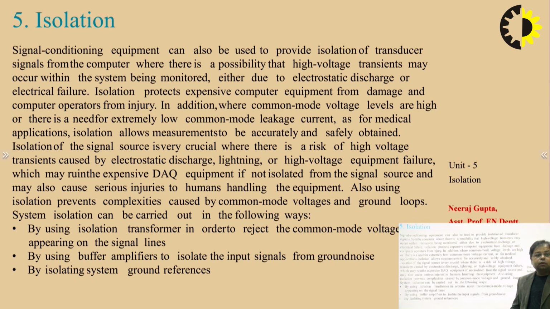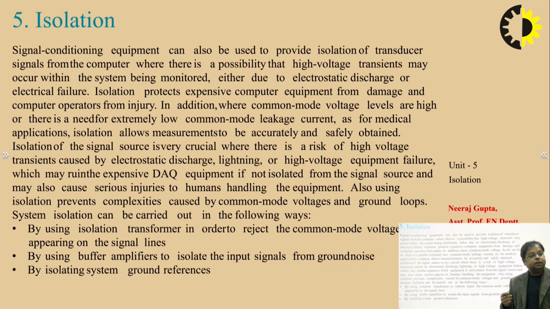In addition, isolation is needed where common mode voltage levels are very high, or where extremely low common mode leakage currents are required, for example in medical equipment, where the inputs are three-phase supplies. If any input current is leaked, it could cause a traumatic condition for the patient. So isolation allows measurements to be done accurately and safely. Isolation of the signal source is crucial where there is a risk of high voltage transients from electrostatic discharge, lightning, or high voltage equipment failure.